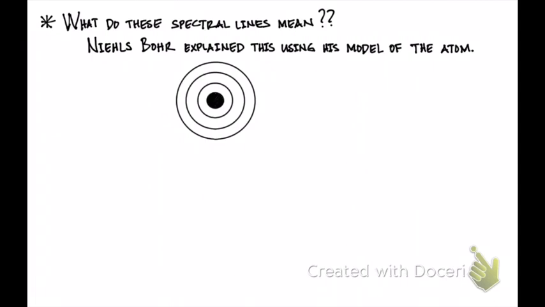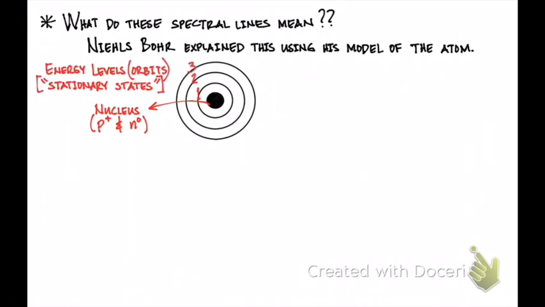So you're completely familiar with this. You have the nucleus in the middle. The nucleus contains protons and neutrons. Now Niels Bohr also included that the atom consists of energy levels, or orbits, but he used the term stationary states. These stationary states are basically orbits or energy levels. So you have energy level 1 or stationary state 1, energy level 2 or stationary state 2, 3, 4, and so on and so forth. And in these stationary states, you have electrons.